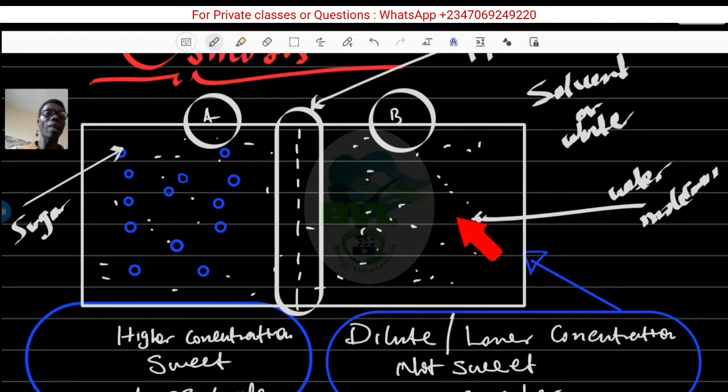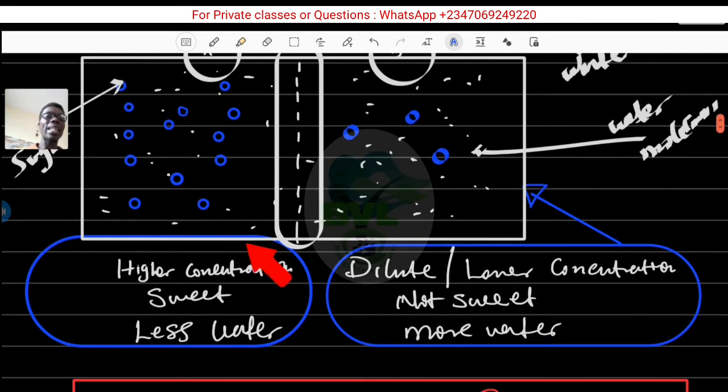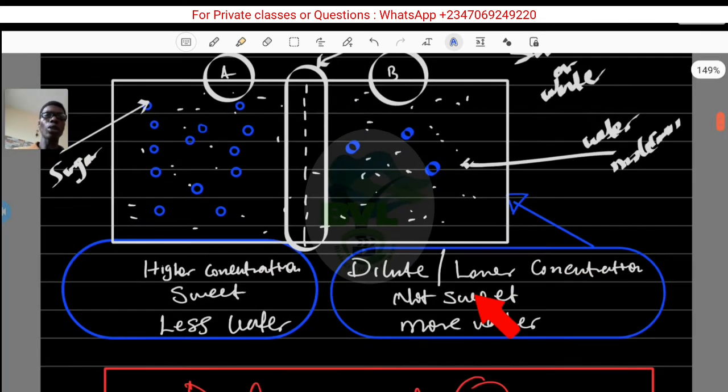It could be just, let's say, 1, 2, and 3 salt molecules like that. Let's say you just have 3 like that. But in either case, you know that this area is going to be less salty or less sugary as compared to this area. If that is established, then there are a few things I want us to learn before I define osmosis.